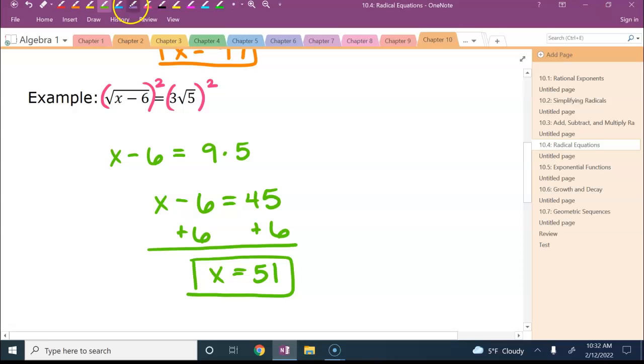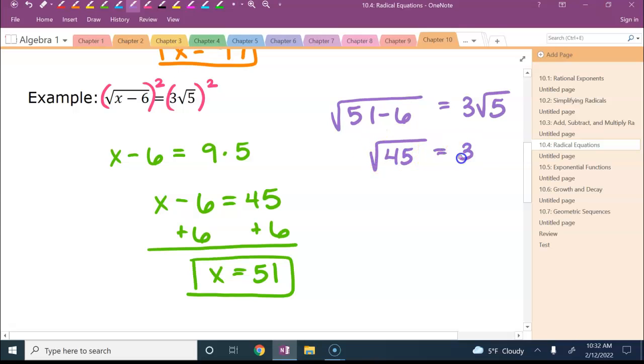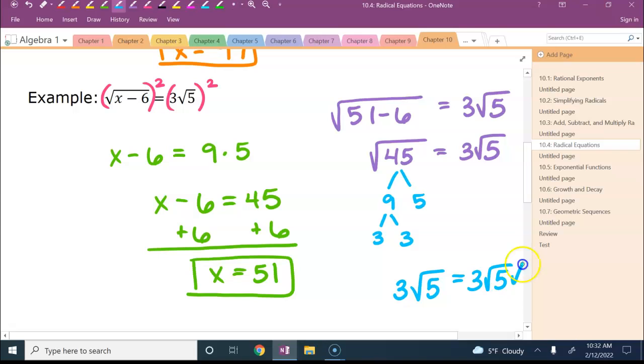And again, you could check your answer. You could do 51 minus 6 equals 3 square root of 5. 51 minus 6 would be 45. In which case, you look for a group of 2 in 45. So 9 times 5, 9 would be 3 and 3. And so that 3 comes out, the 5 has to stay, and so that does equal the 3 square root of 5 that we saw on the other side. So again, it checks out and lets you know that you did it right.